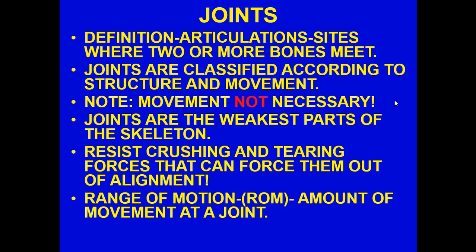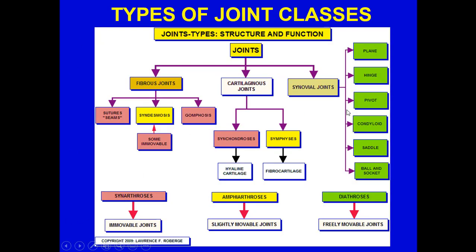Joints are the weakest parts of the skeleton. They resist crushing and tearing forces that can force them out of alignment. Now, when we talk about range of motion, ROM, this is the amount of movement at a joint.